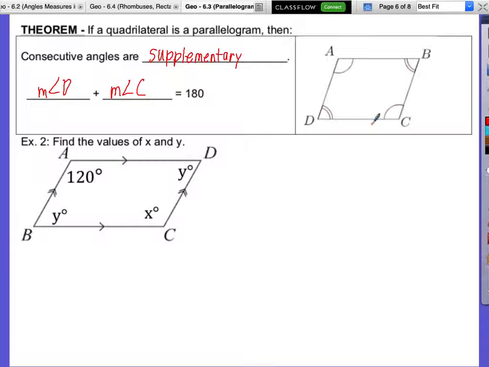This one equals 6. If they're supplementary, they add up to 180. We know that D and C will add up to 180, like 120. So 180 minus 120 is this one. And then what are we told here about A opposite B? A and B will equal 180. So 60 plus 120 equals 180, right? So that means y will equal 60. So x and y.